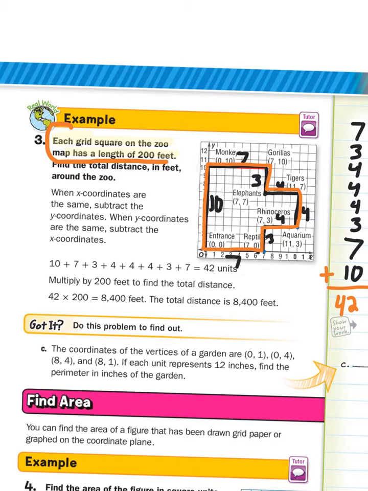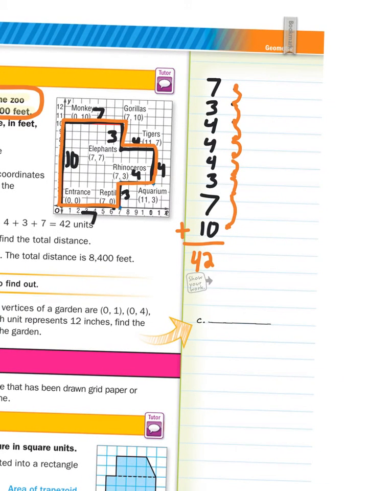Each grid on a square has a length of 200 feet. So each of these 42 units, remember the perimeter was 42, is equal to 200 feet. So what you need to do to find your perimeter in feet is take those 42 units and multiply it by 200. You could use a calculator, but if I were doing mental math, I know 2 times 42 is 84, and I'm going to add on these two lovely zeros to get 8,400 feet, which is the answer.